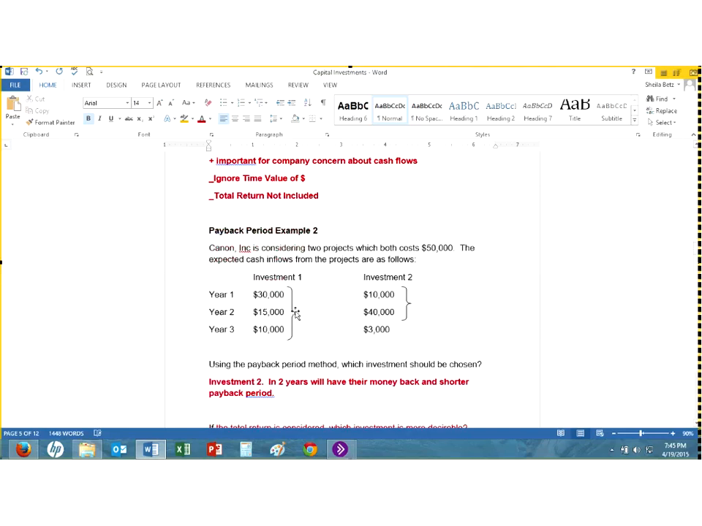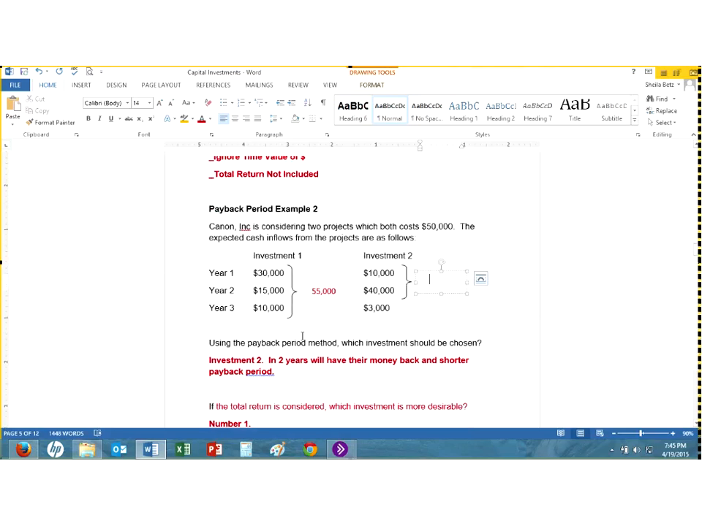So let's look at another example. Canon Incorporated is considering 2 projects which both cost $50,000. The expected cash inflows from the projects are as follows. So for investment 1, we have a total of $55,000 that's going to come in. All right, we'll look at investment 2 here in a second.